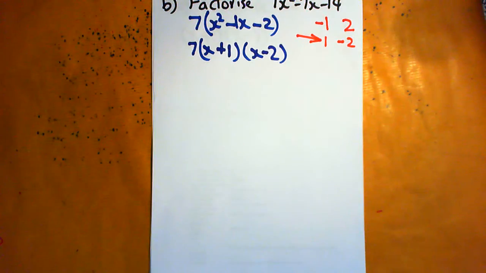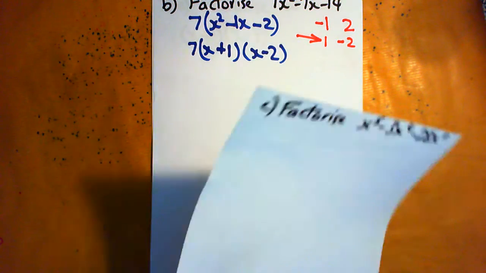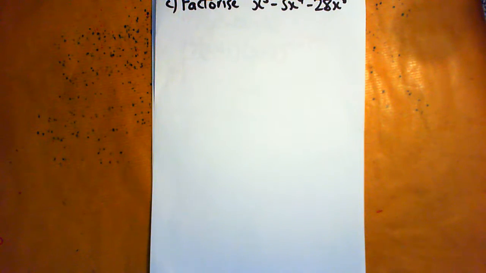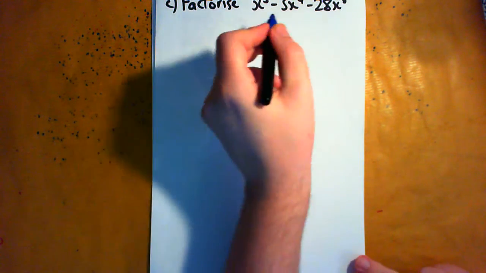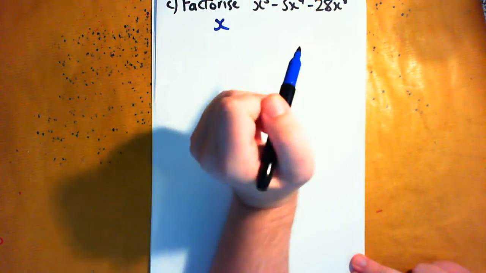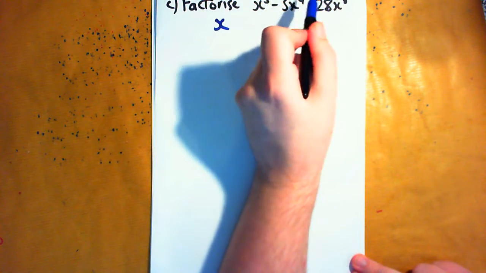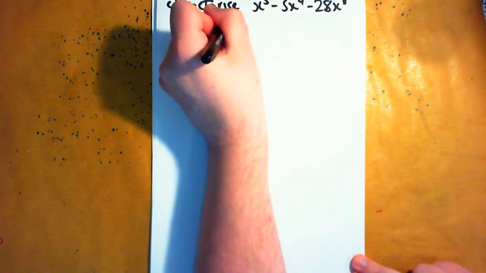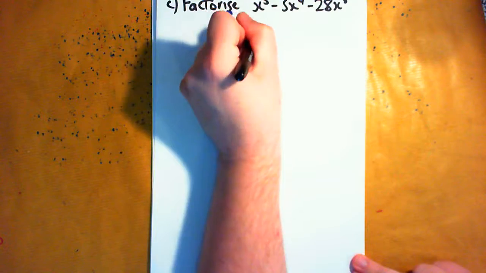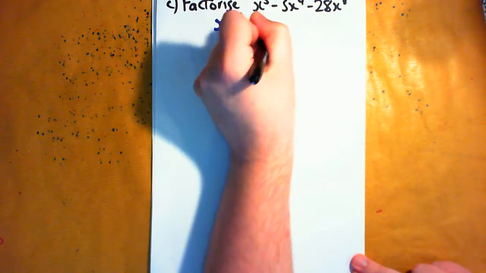Question C, we're factorising x to the power of 5 minus 3x to the power of 4 minus 28x cubed. So again, we've got a common factor here. We can take out a factor of x, but what's the lowest power we have out of the x's? We've got a 5, a 4 and a 3. The lowest is 3. So x cubed times what gives us x to the 5, that's x squared.